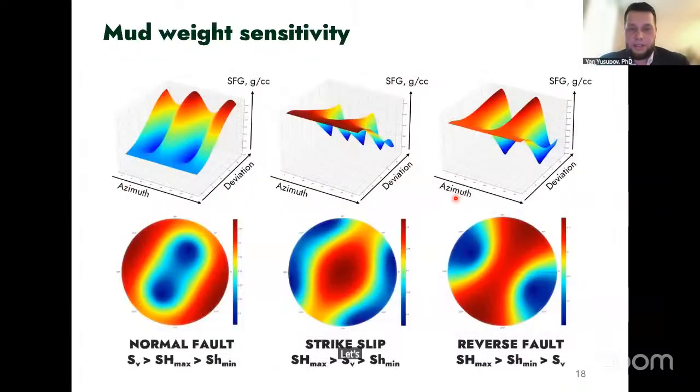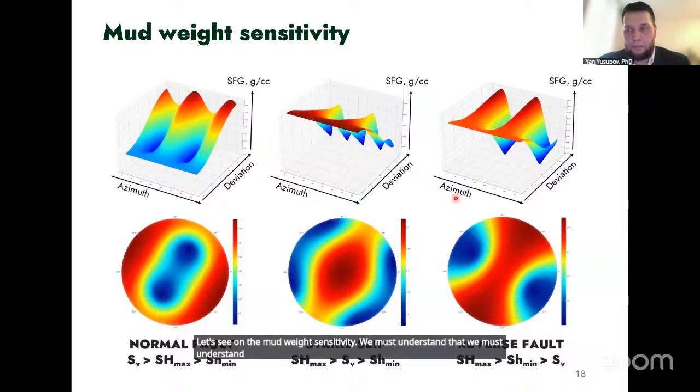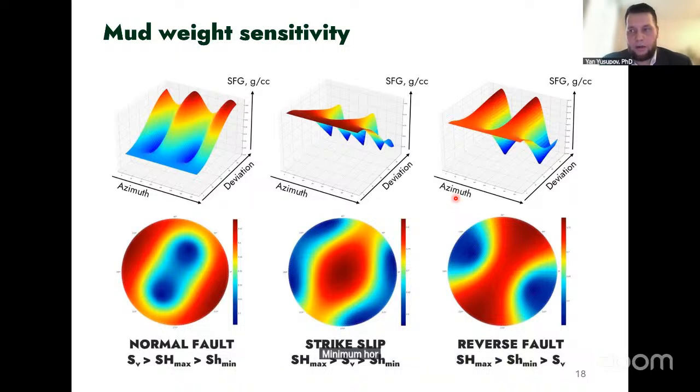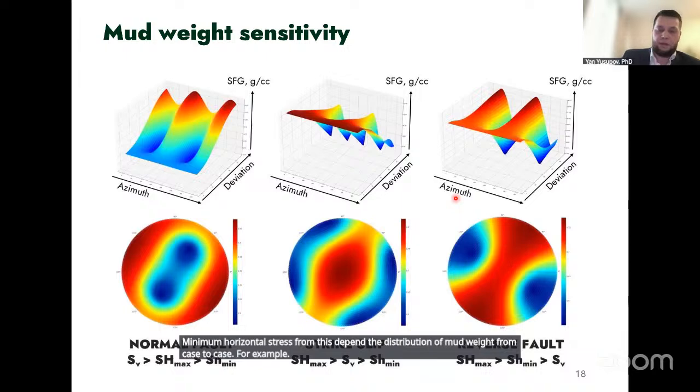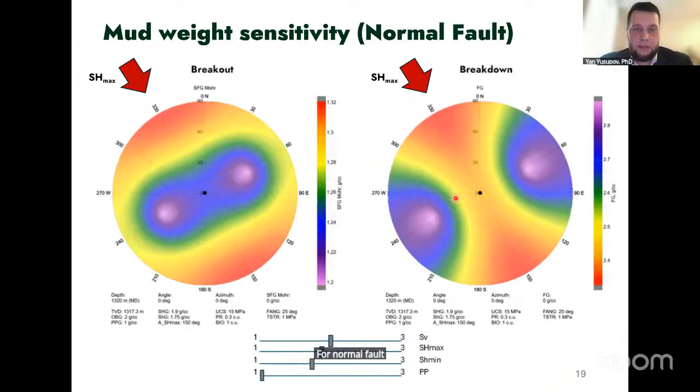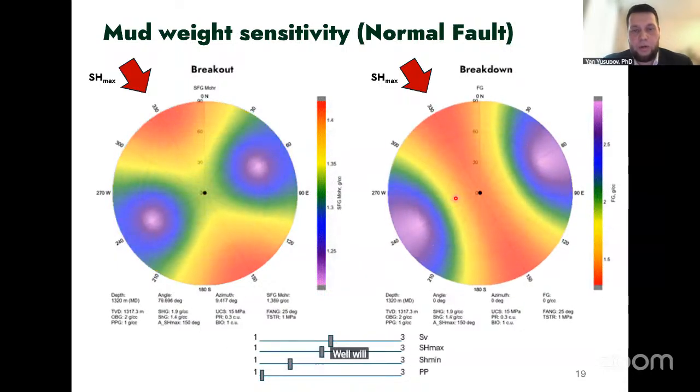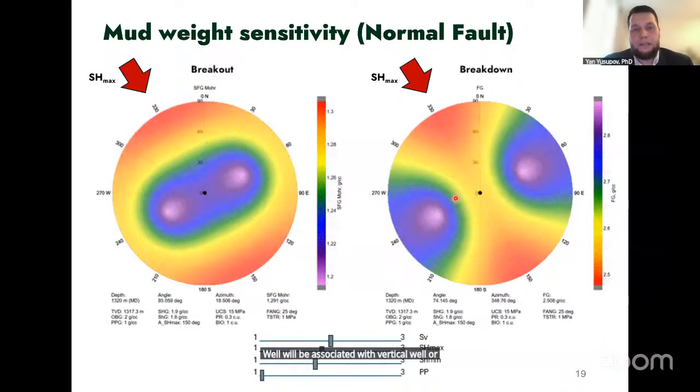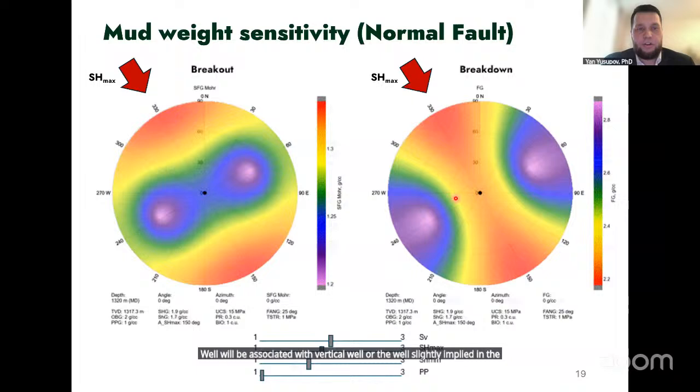Let's look at the mud weight sensitivity. We must understand that the distribution of principal stresses can be different. For example, in the normal fault, S1 will be vertical stress, S2 will be maximum horizontal stress, and S3 will be minimum horizontal stress. The distribution of mud weight depends on this from case to case. For example, for a normal fault, as you can see here, the most stable well will be a vertical well, or a well slightly inclined in the direction of SH min.